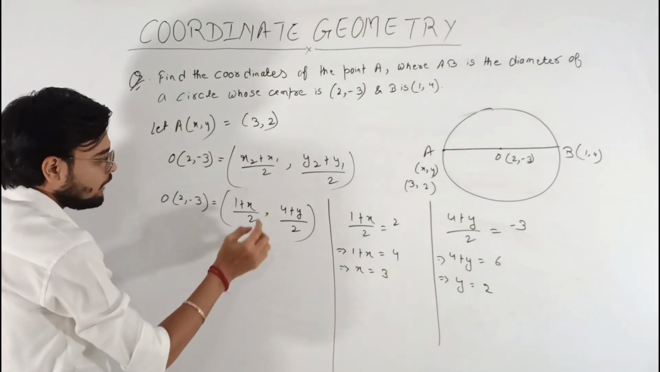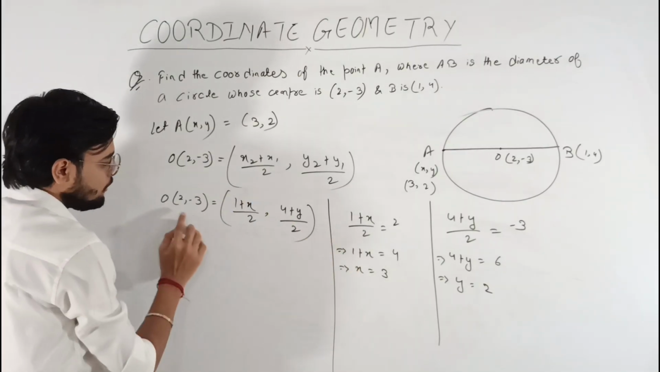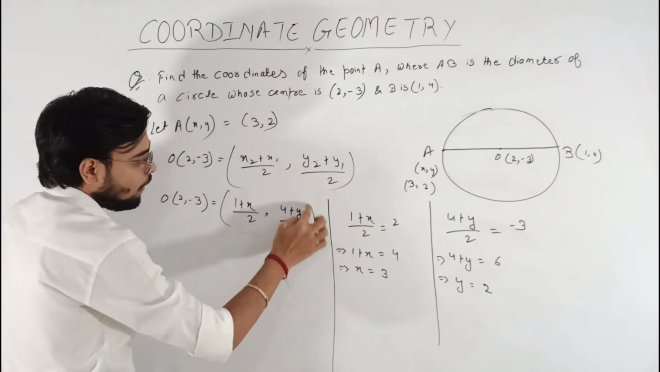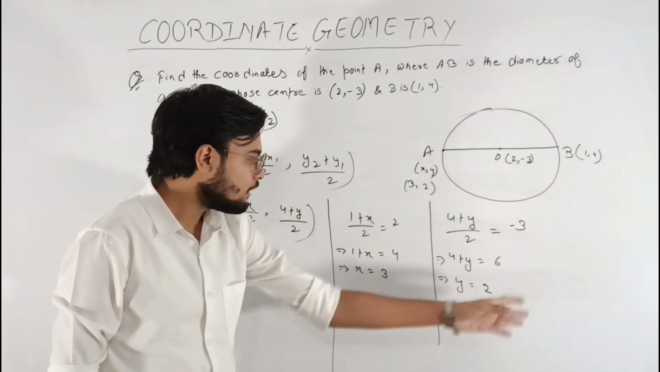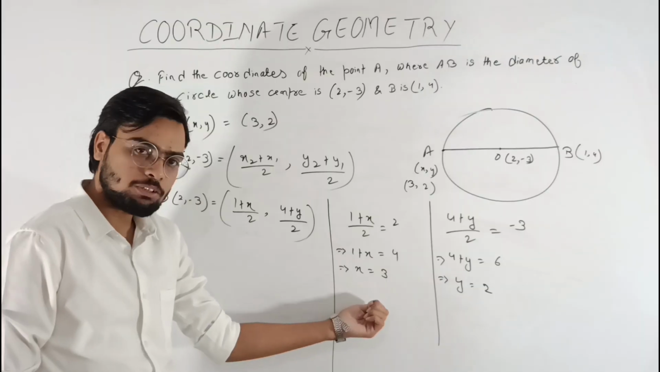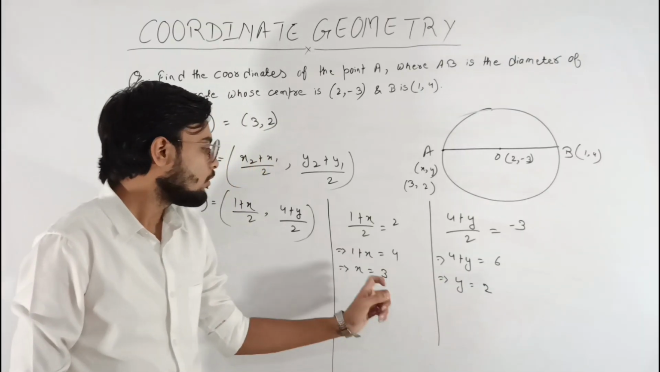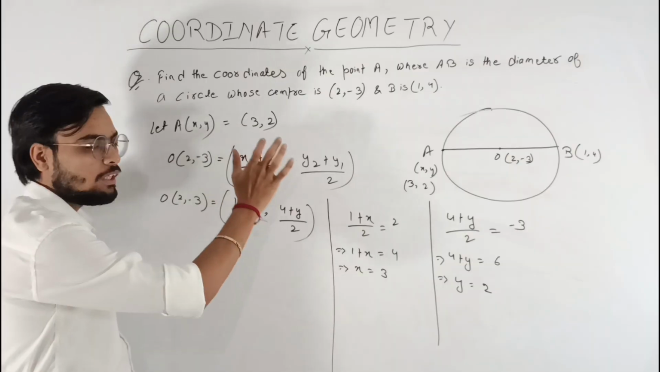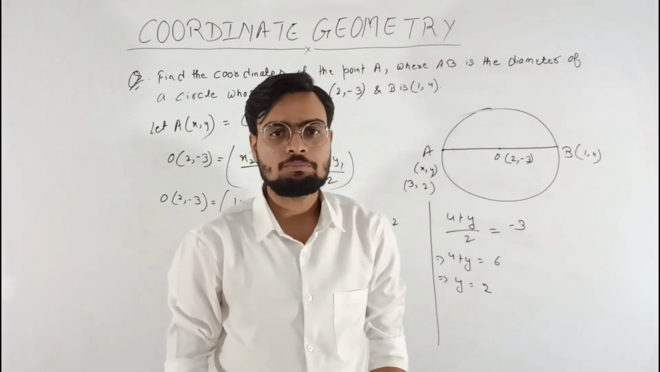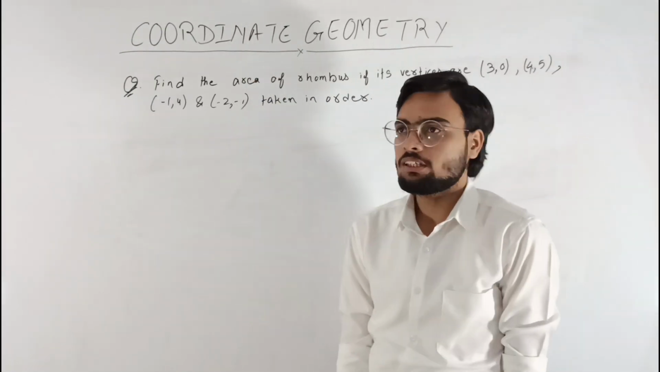Now this is our x coordinate, so 1 plus x upon 2 is equal to 2, and this is the y coordinate, that is 4 plus y upon 2 is equal to minus 3. Now from these two I get x, which is 3, and y, which is 2. Now x is the x coordinate and y is the y coordinate. So A(x, y) is equal to 3, 2. Understood? Now let's move towards our next question.